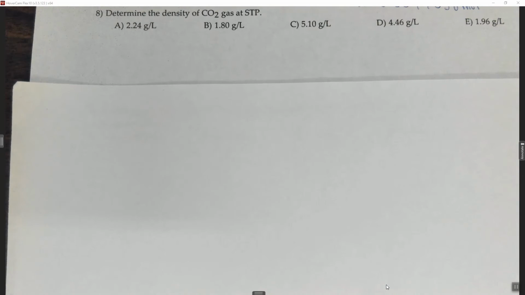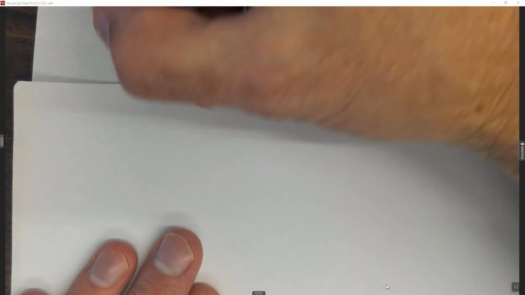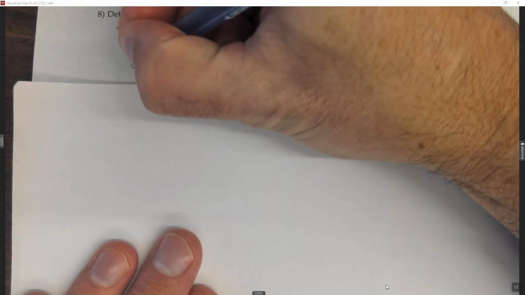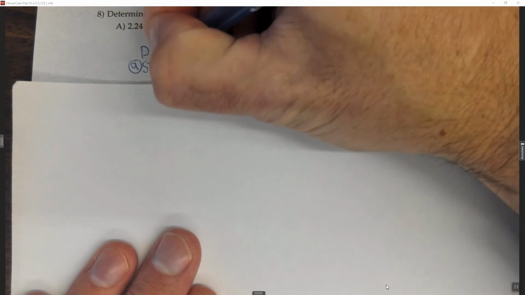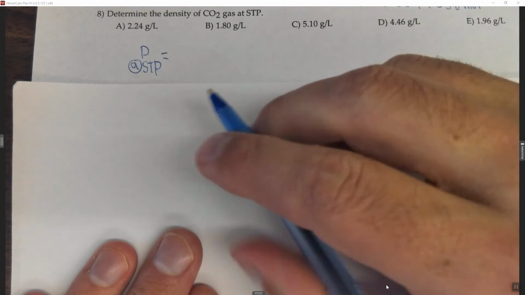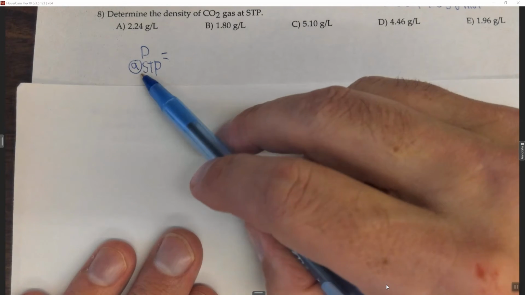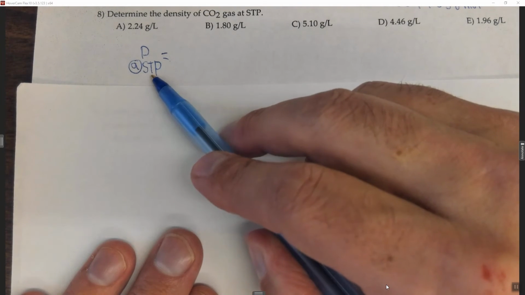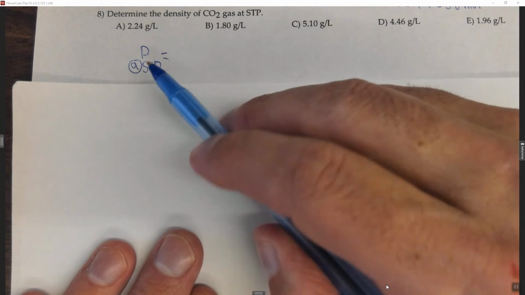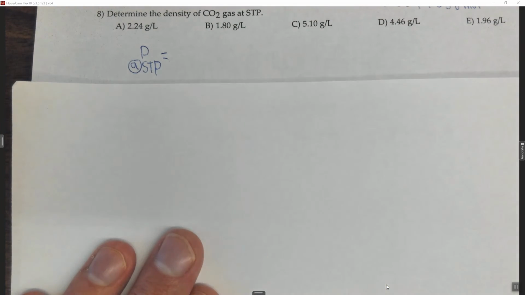All right, it says determine the density of CO2 gas at STP. So there's a formula, density at STP, and we mentioned before that 1 mole of any gas at STP is 22.4 liters. This is standard temperature and pressure. The standard temperature is 0 degrees Celsius or 273 K, and the standard pressure is 1 atmosphere.